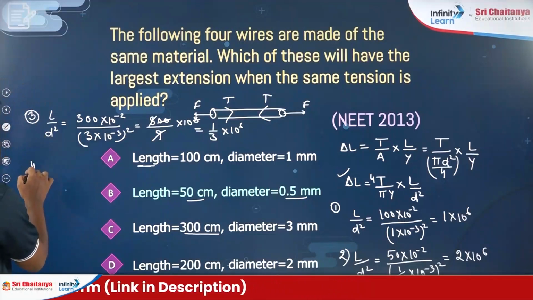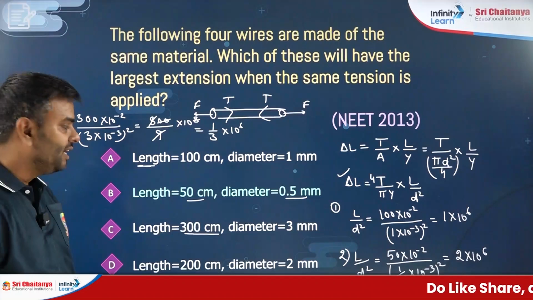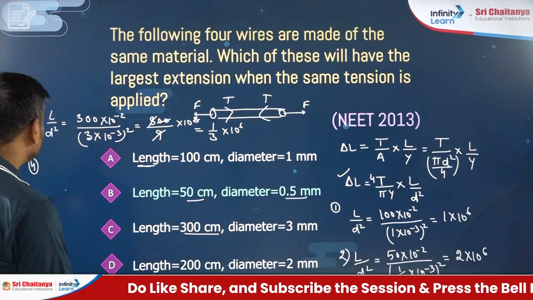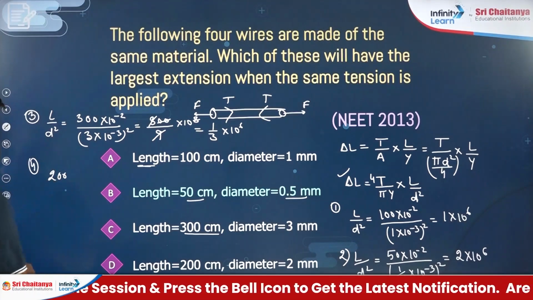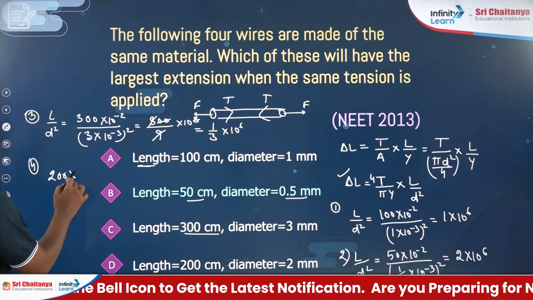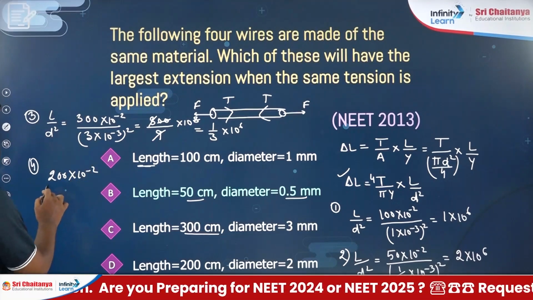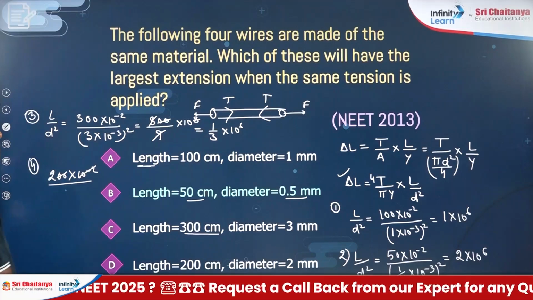Now the fourth one we can take. The fourth option is 200 centimeter in length and the diameter is given as 2 mm. So if we check for that also, the L value we have is 200. That 200 into 10 to the power minus 2 is divided by the diameter square, and the 100 and the 10 to the power minus 2 we can directly cancel.